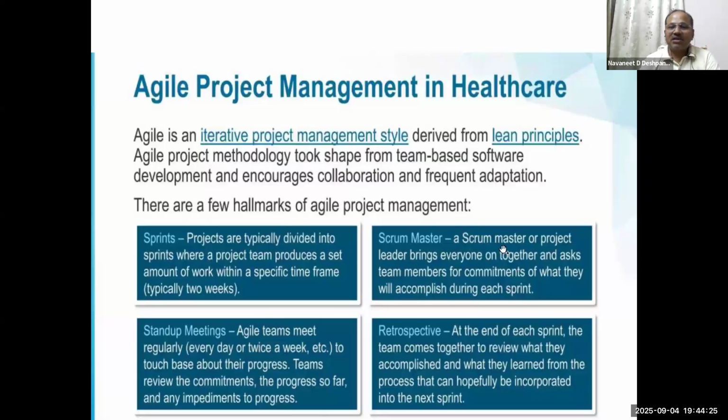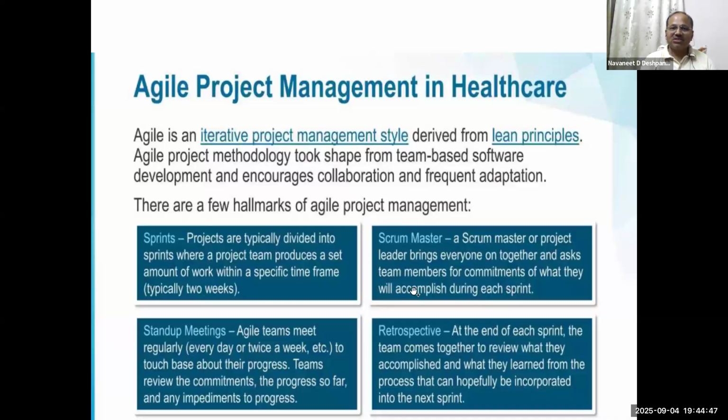Eventually the Scrum Master, or project leader, brings everyone together and asks the team members for commitments on what they will accomplish during each sprint. They will themselves decide the key performance indicators and set the goal. After finishing one goal, what could be the next goal? The Scrum Master will evolve the various sprints, and they will discuss what their itinerary is going to be for the subsequent 6 months.